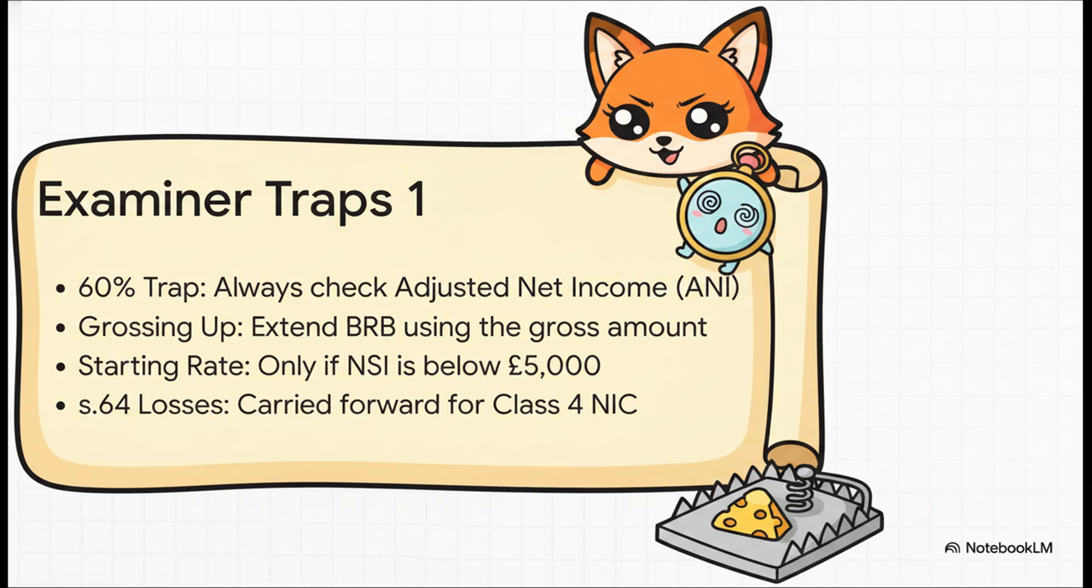But here's the sneakiest trap, the Section 64 loss mismatch. If you claim a trading loss against general income, it saves you income tax this year, but it does not save you Class 4 NIC this year. For NIC, you have to carry it forward. It's a deliberate timing mismatch designed to catch you off guard.